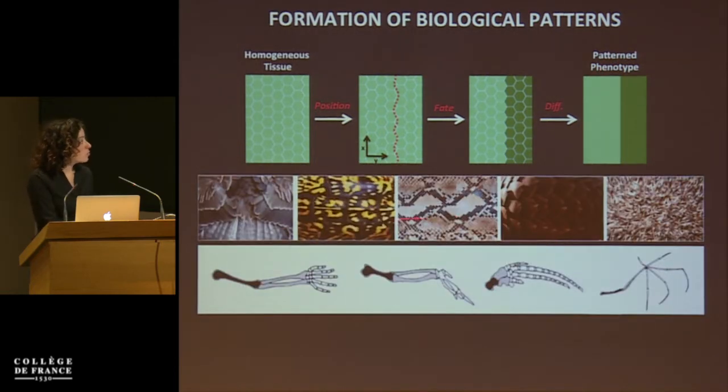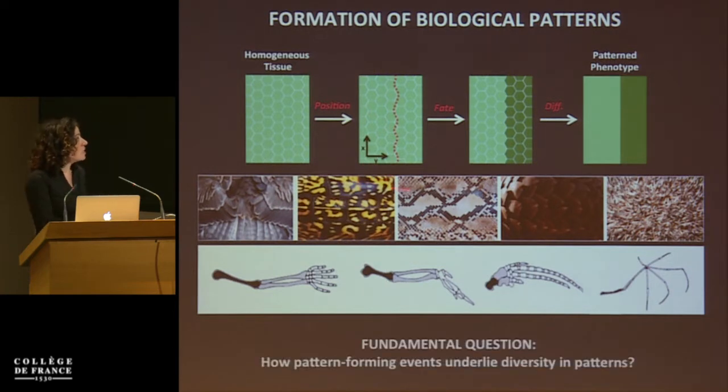for example, in the distribution of appendages across the surface of the skin or in the distribution of limb elements. So really the question that has been fascinating, I should say, both mathematicians and developmental biologists for more than 50 years now is what are these pattern-forming events and how do they underlie this stunning diversity in patterns?